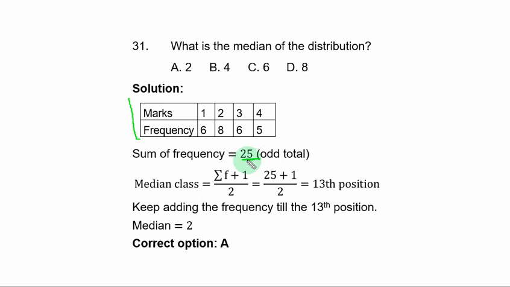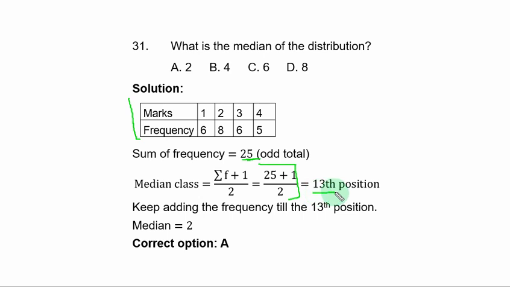This sum is odd, so when the sum of frequency is odd, to get the median class you add 1 to it and divide by 2. If it is even, there is no need of adding 1. So you have 25 plus 1 over 2, that is 26 over 2, and you have the 13th position.